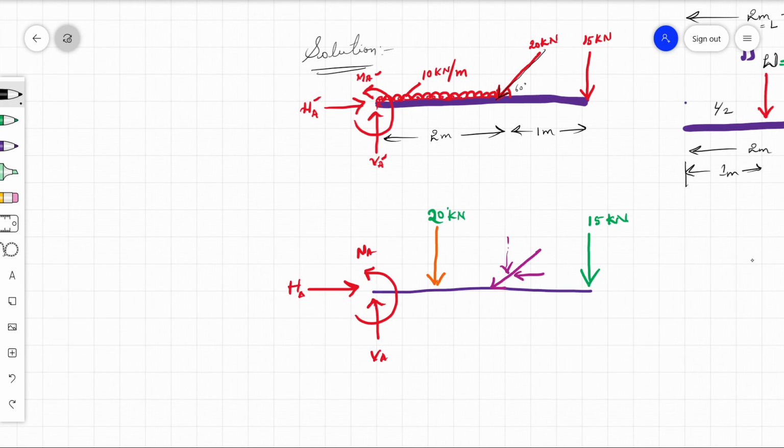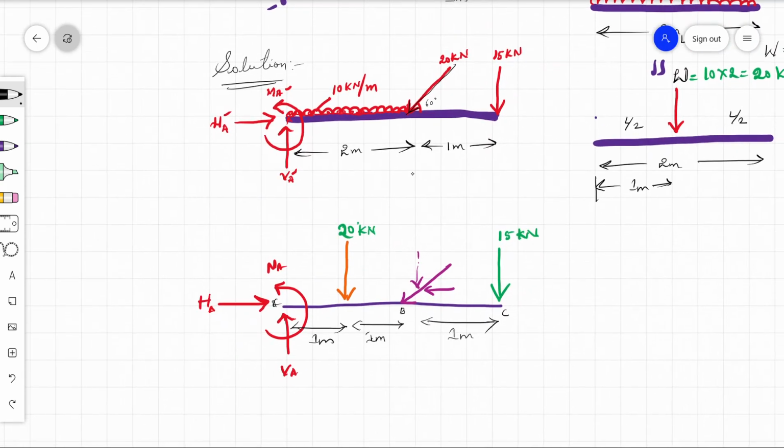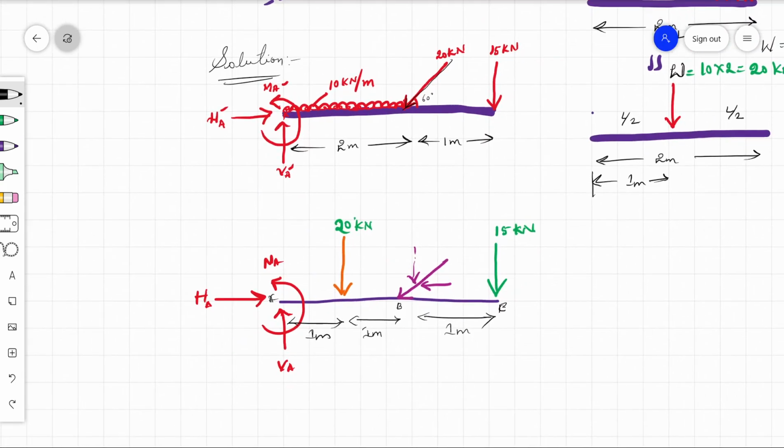And what are the distances from here? The distance is 1 meter, and the other distance is 1 meter only. And the other one is as given in the numerical itself as 1 meter. So we have a point A, we call this B, we call this C, right? No, it is the opposite. This we called B, this C, and we got one more point, that is D.